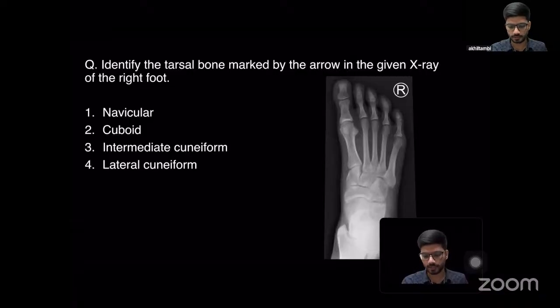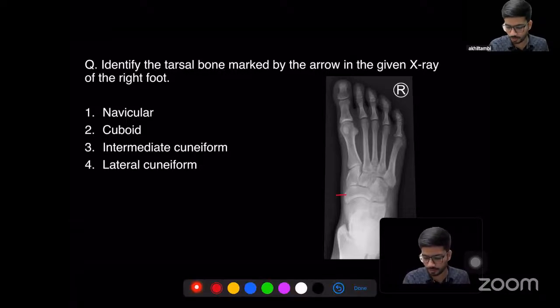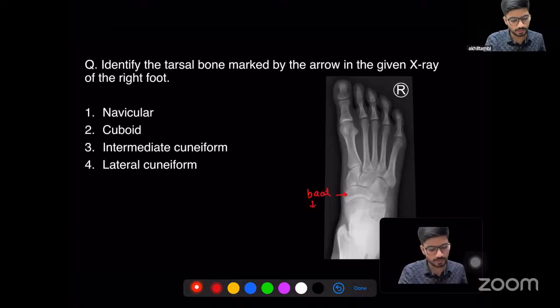Okay, and the arrow that was marked was on this bone. So this one bone which is looking like a boat shaped bone. Okay, so it is a boat shaped bone. So it is what is known as the navicular bone. Okay, so this is the navicular bone.